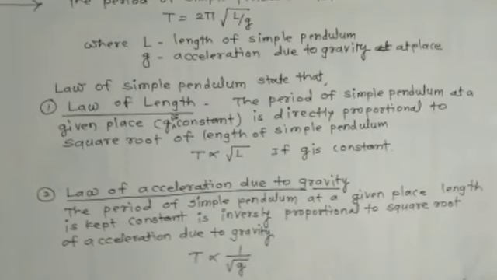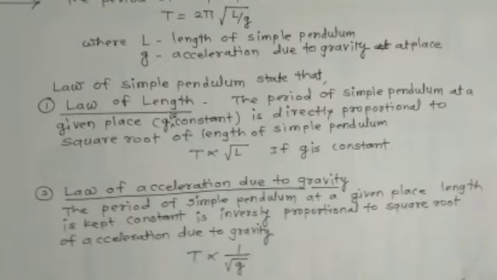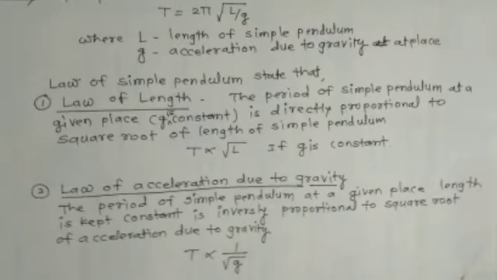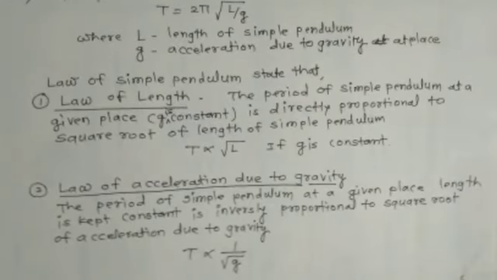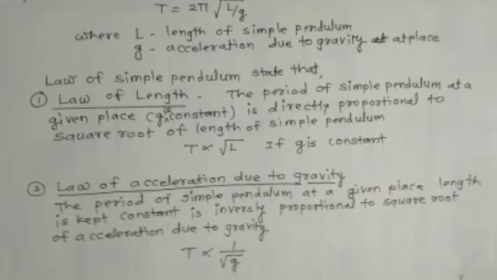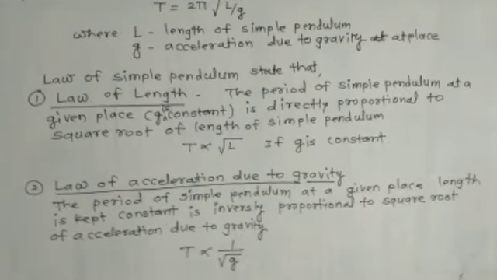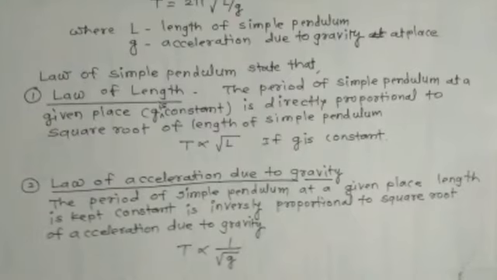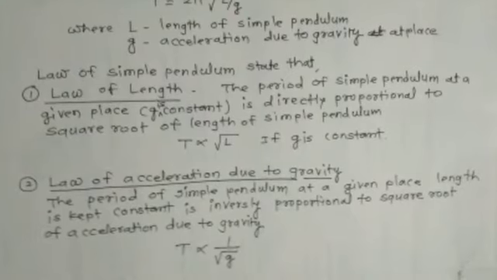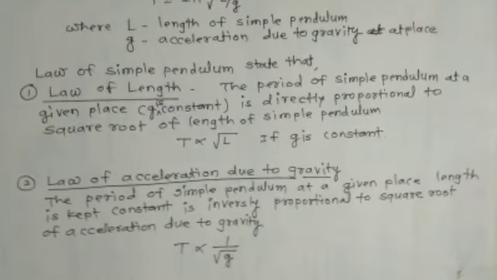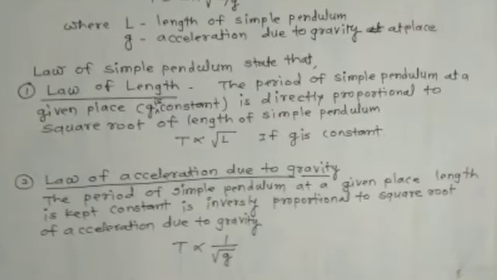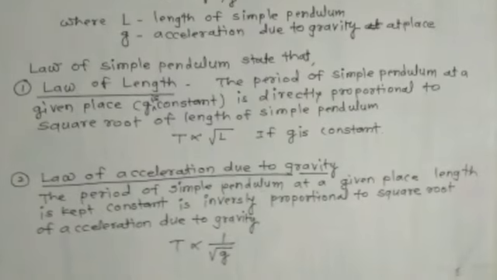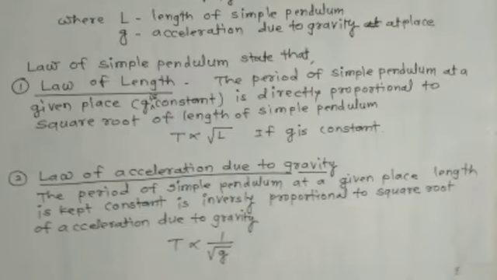Second law, law of acceleration due to gravity. The period of a simple pendulum at a given place, if length is constant, is inversely proportional to the square root of acceleration due to gravity. Therefore, if capital L is constant, then capital T is inversely proportional to square root of g, that is 1 upon root g.